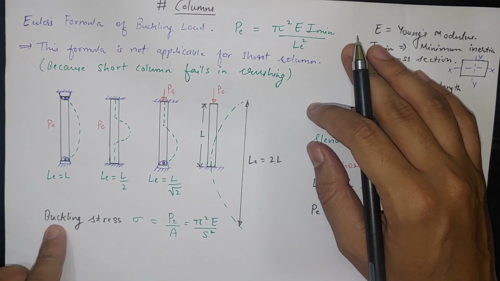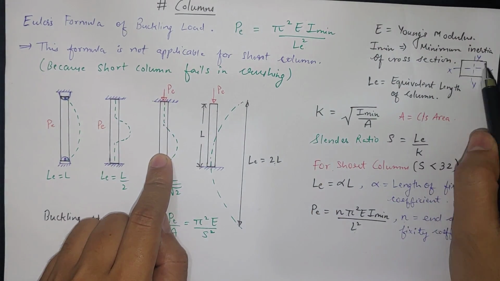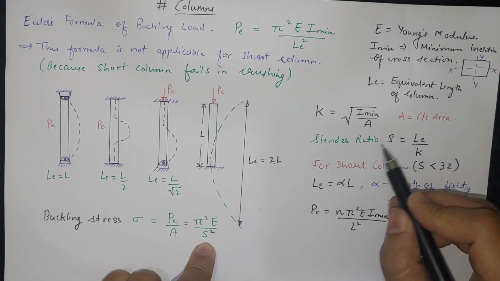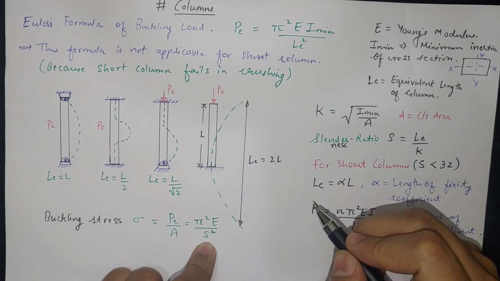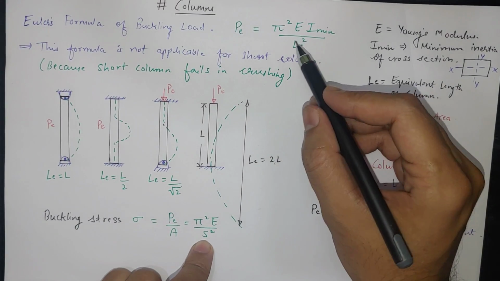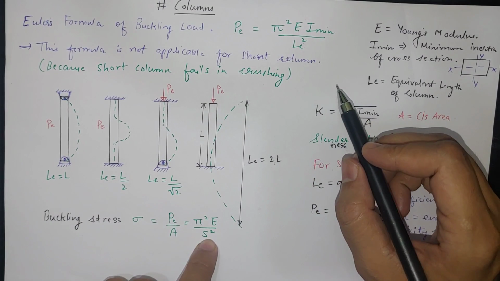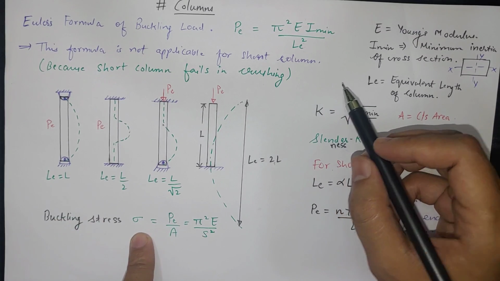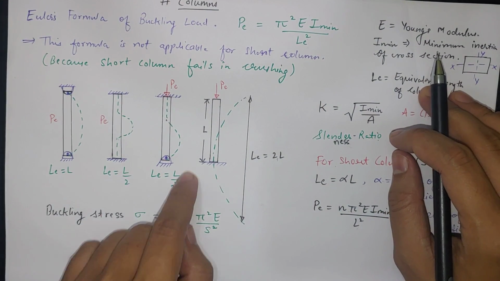Now the buckling stress will be simply the buckling load divided by the area of the cross section of this column, which is equal to pi square E I divided by S square, where S is the slenderness ratio. If we substitute k and S in this formula and divide by the area, we remain with this term only. So this is the buckling stress inside this column. These are four simple cases you have to remember.